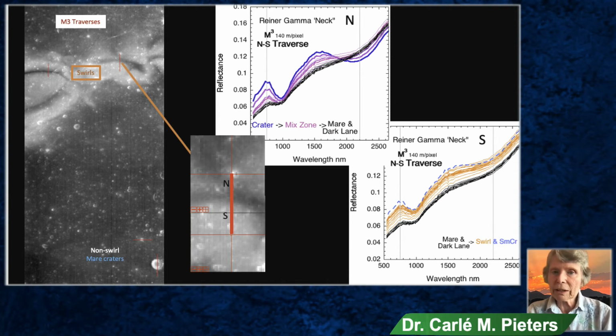Okay, let's look at the second traverse across the swirl. Again, I've highlighted its north and south portion. The northern portion essentially starts at a fresh crater and continues down through some form of mixed zone to the background soil. Again, starting with that same background soil going into the swirl, we see the basic properties of the swirl itself, including a small little rim of a crater that never gets below the background of swirl materials.